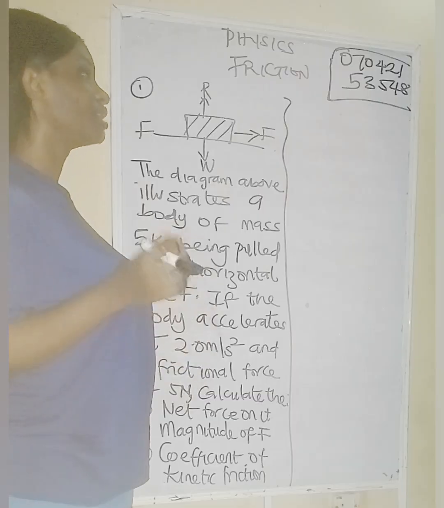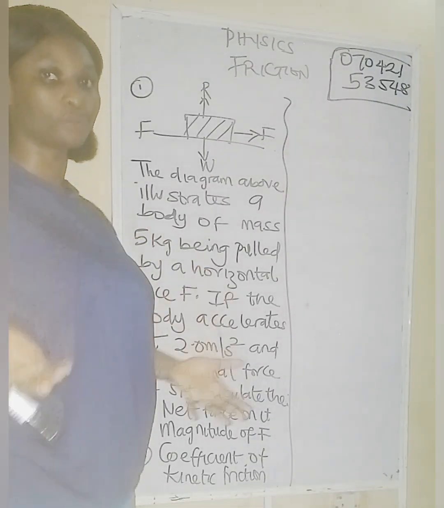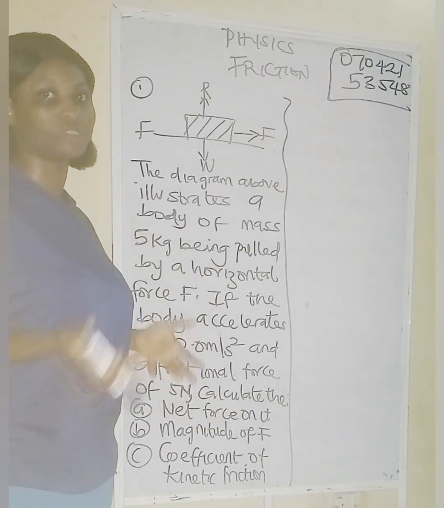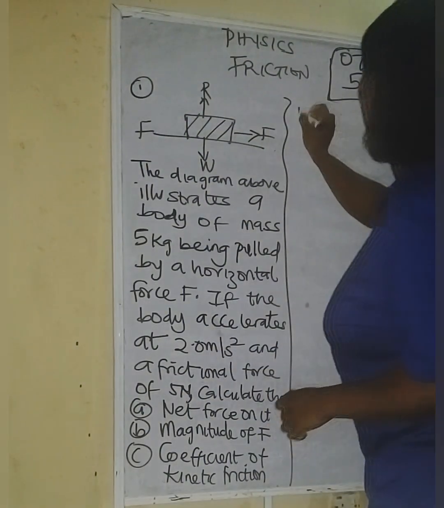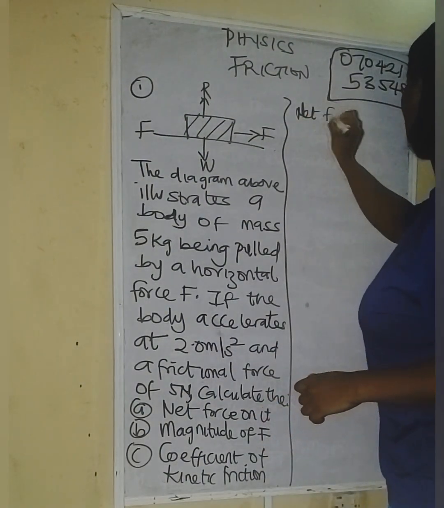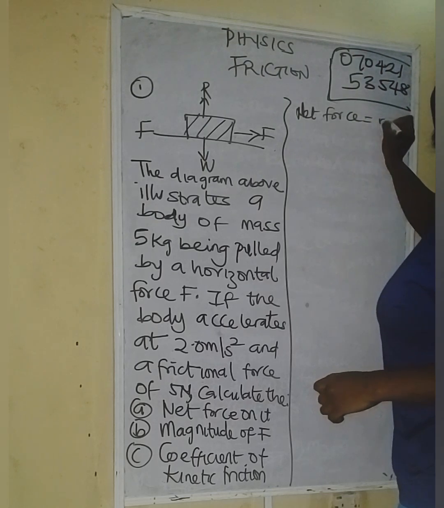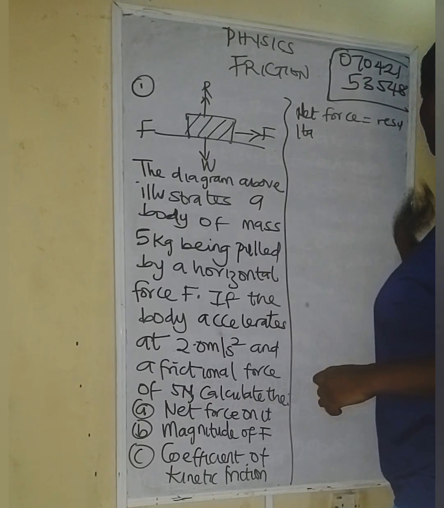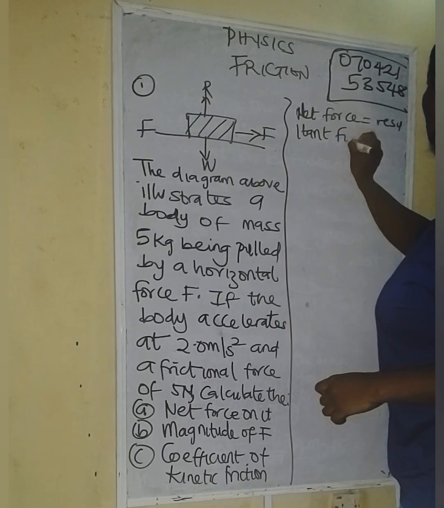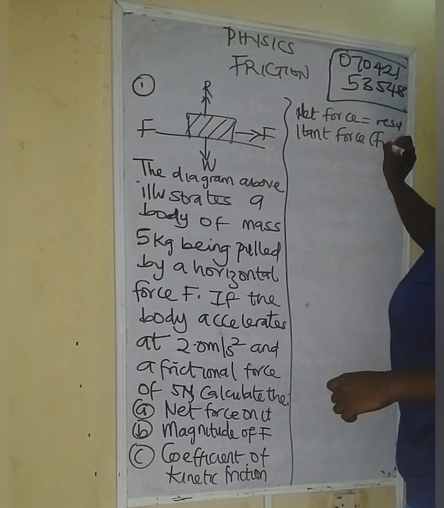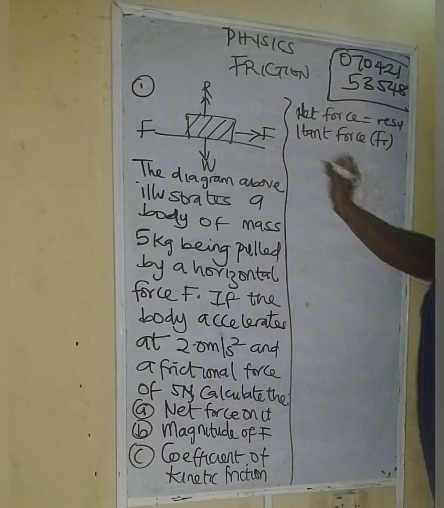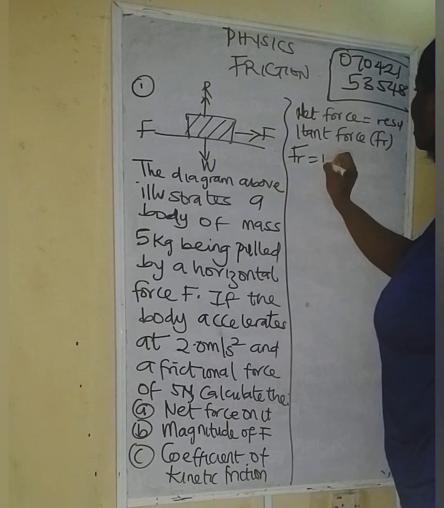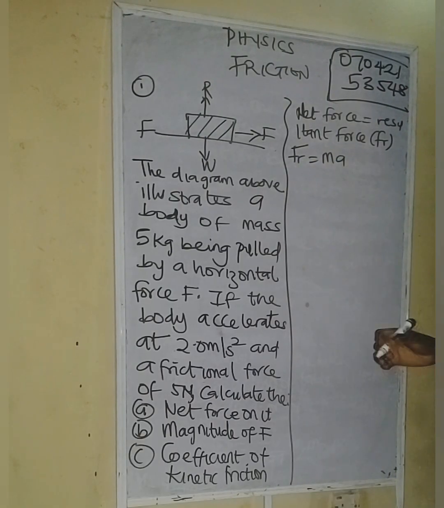Okay, so the net force is also called the resultant force, which is Fr. So get it now. So the net force is also called the resultant force, which is Fr. Are you seeing it now? So the formula for Fr is mass times acceleration. Are you getting it now?